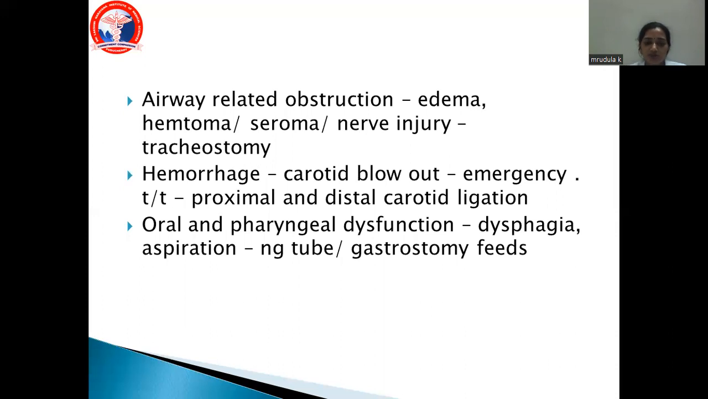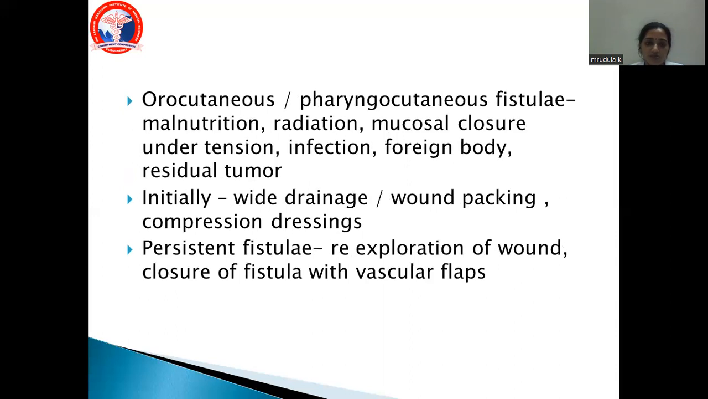Hemorrhage may be because of carotid blowout, which may be an emergency. So it requires a carotid artery ligation. Oral and pharyngeal dysfunction causes dysphagia and aspiration, so you have to go for nasogastric tube feeding or gastrostomy feeds. Orocutaneous or pharyngocutaneous fistulas lead to malnutrition.